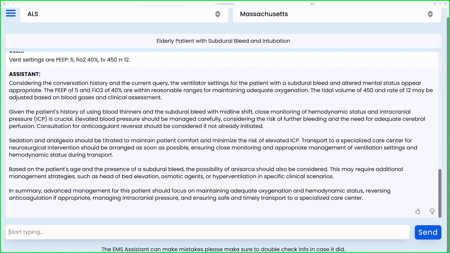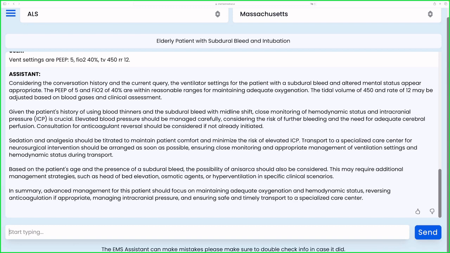Sedation and analgesia need to be titrated to maintain patient comfort and to minimize the risk of elevated ICP. Transport to a specialized care center for neurosurgical intervention should be arranged as soon as possible, ensuring close monitoring and appropriate management, ventilation settings, and hemodynamic status of the patient during transport.